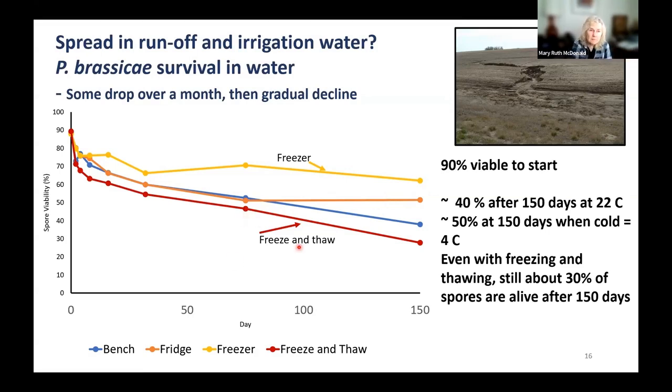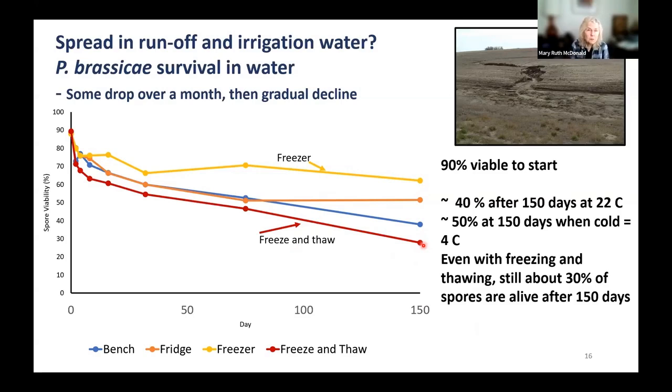So it was a bit of a surprise to me that the resting spores did survive for such a long time. It started off with 90%, drops down quite a bit in the first week or so, but you still have over 60% viable resting spores. And then we still have 60% survival in the freezer. Even with freeze and thawing, we can still have 30% of those resting spores that are alive.